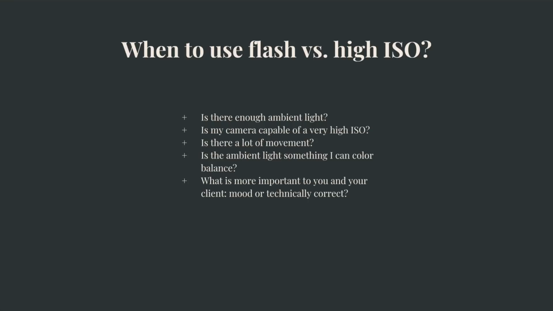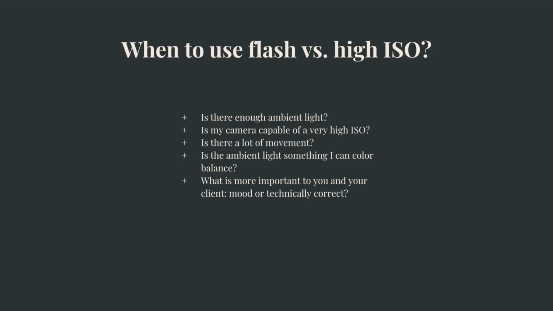Is there a lot of movement? If I have a ton of movement going on that I'm capturing and it's really dark, it's really tricky to capture that movement without cranking your ISO up super high so that you can keep your shutter speed up. So you might want to use flash if people are moving a lot and you're not able to capture it clearly.